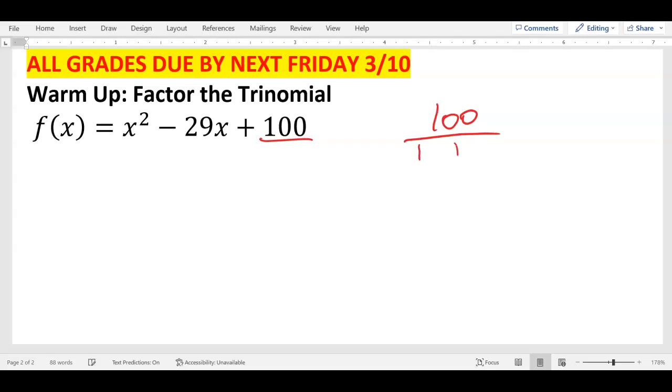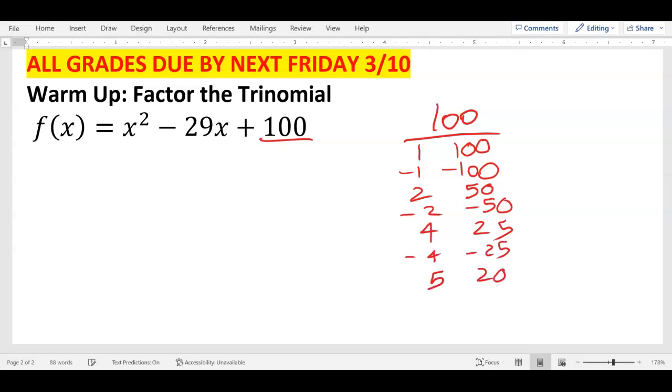Start at the bottom. 1 times 100. And then change the signs, so a negative 1 times a negative 100 will give you a positive 100. What about 2? 2 times 50, and give me the negatives. Negative 2, negative 50. What about 3? No. What about 4? 4 times 25, negative 4, negative 25. What about 5? 5 times 20, negative 5 times negative 20, 6, 7, 8, 9, 10 times 10, negative 10 times negative 10, and that's about it.